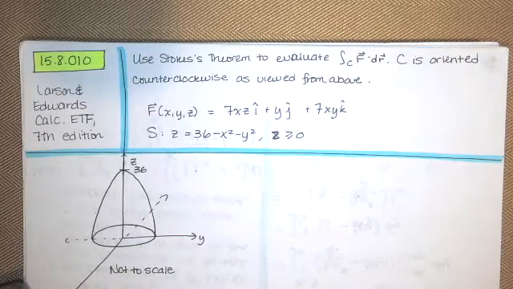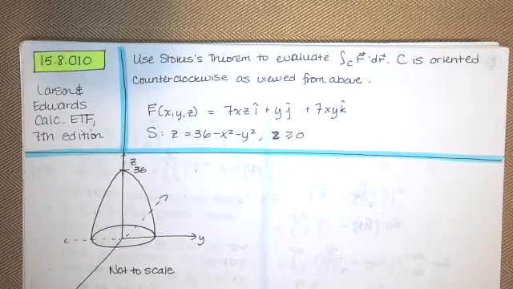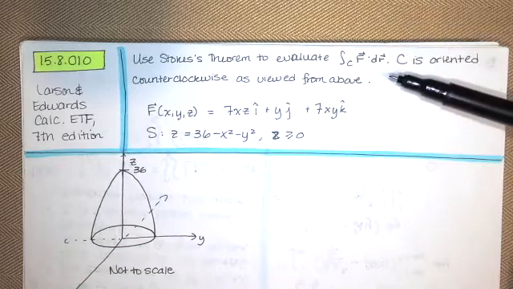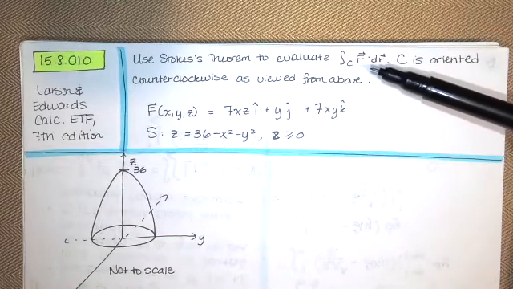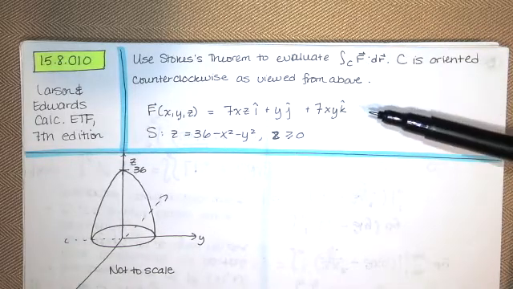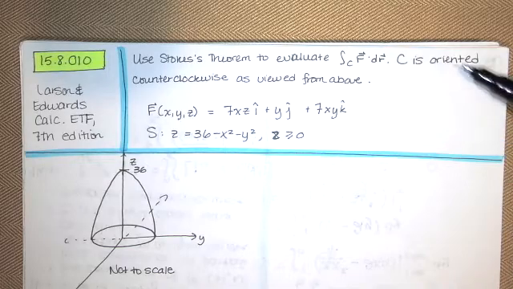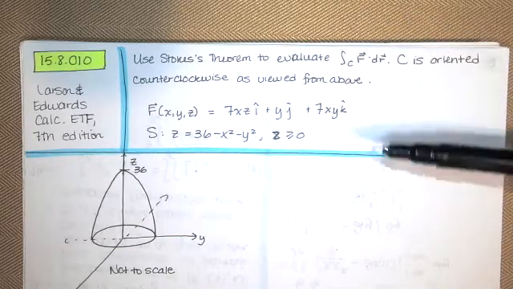In this video, we solved problem 15.8.010 from the Larson and Edwards Calculus Early Transcendental Functions text, 7th edition. We're asked to use Stokes' Theorem to evaluate the line integral over C of f dotted with dr, where C is oriented counterclockwise as viewed from above.